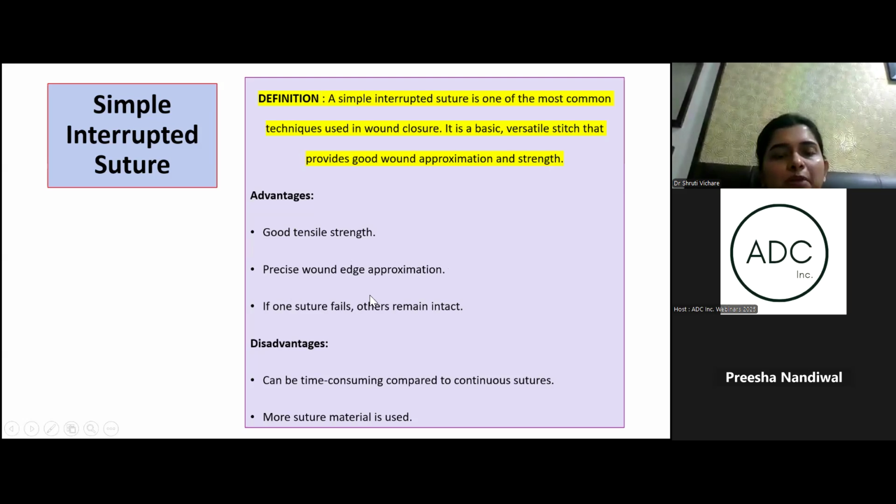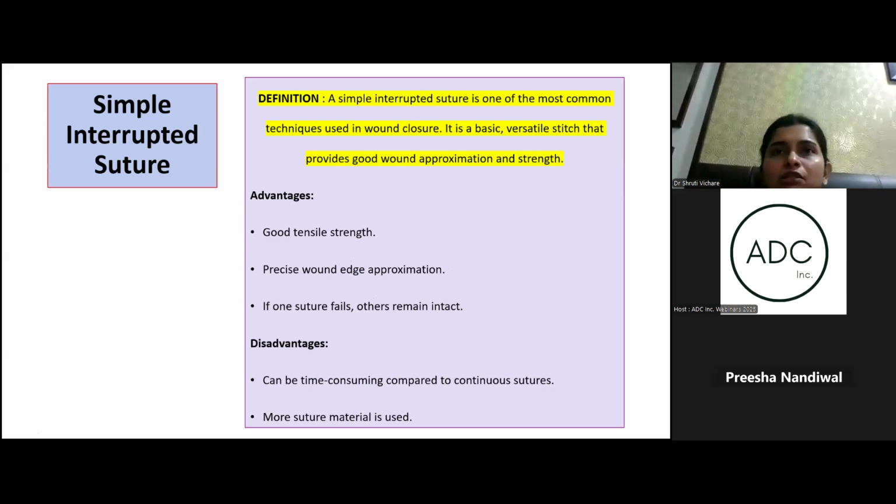The wound approximation is very precise and it is very good. And if one suture fails, you don't have to worry because there are multiple other sutures taking care, and they will keep the wound approximation in place.